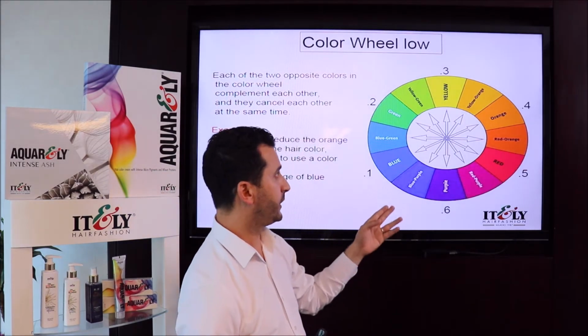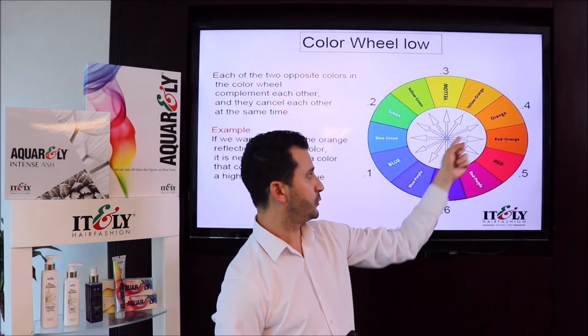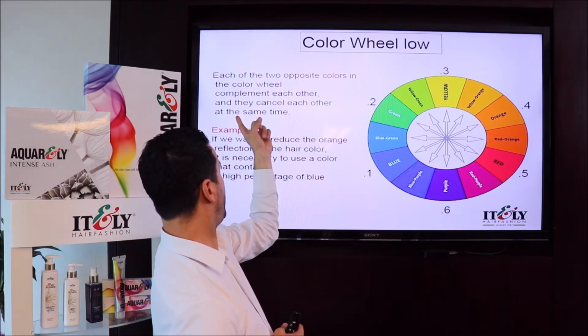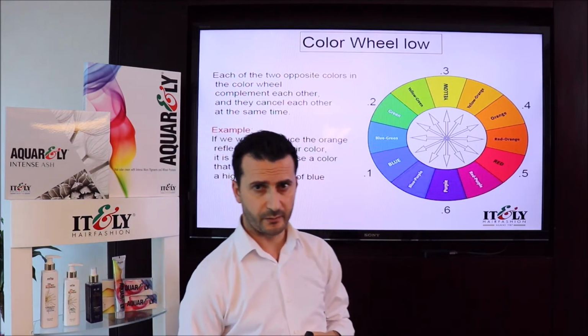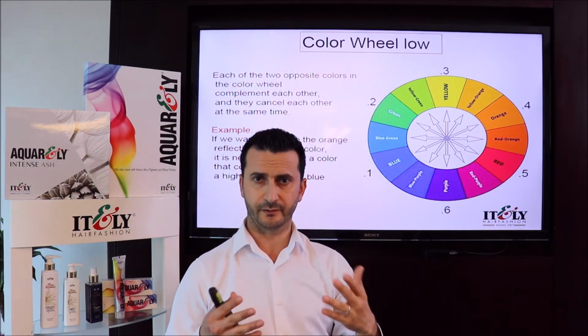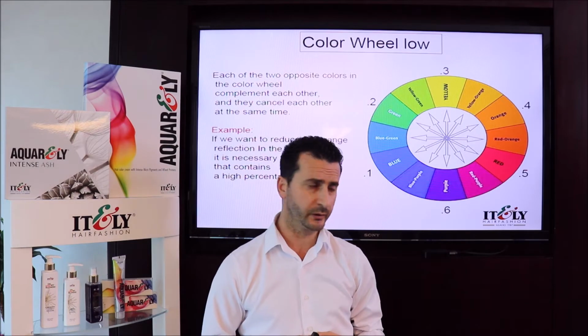The law of the color wheel tells us that each two opposite colors in the color wheel cancel each other and they complement each other at the same time. What does it mean? How can I use these rules in the daily color service in the salon?